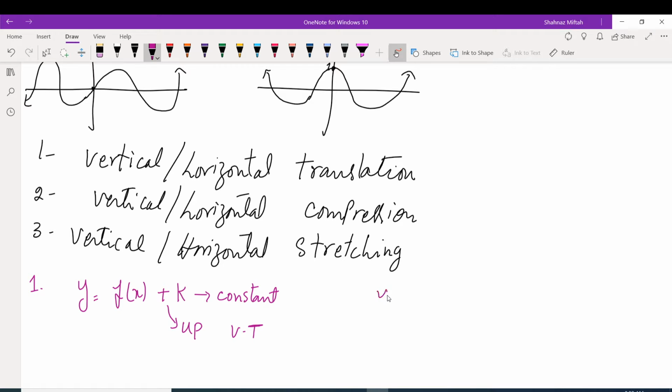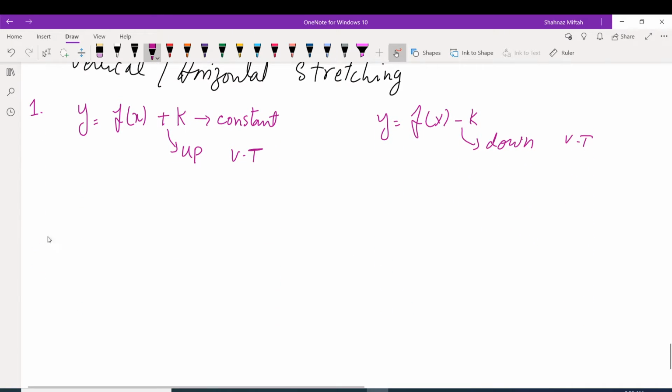If I have y equals f of x minus k, then again this means the graph is going down, and it is again a vertical translation. It's going up and down, that's vertical translation. Okay, I'm going to give you an example for this.